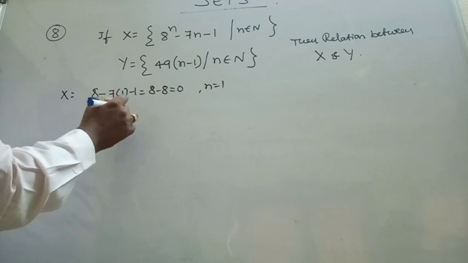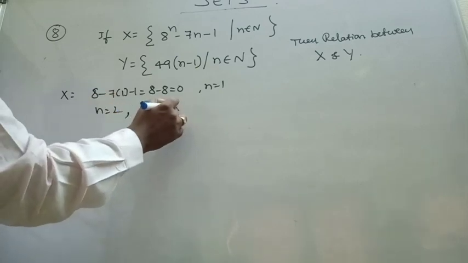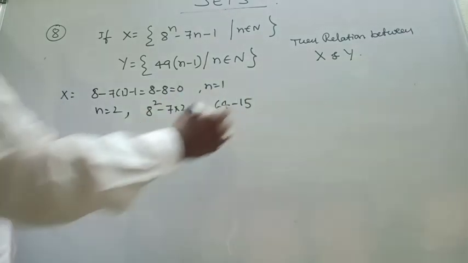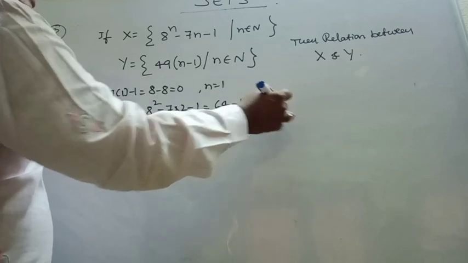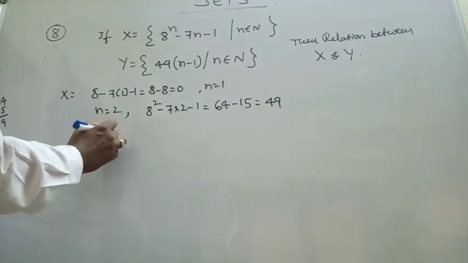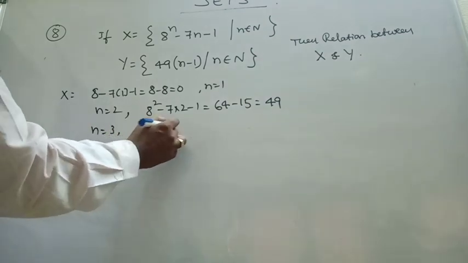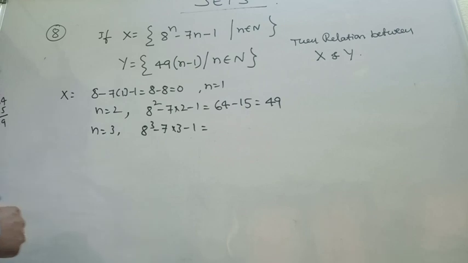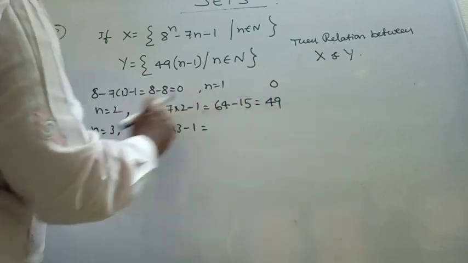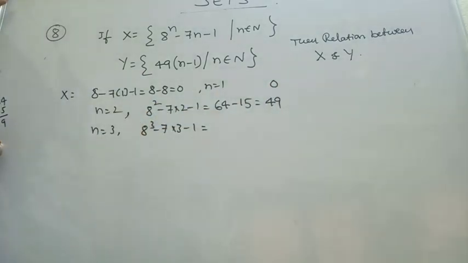When n is equal to 2, we take 8 square minus 7 into 2 minus 1, that is 64 minus 15, which is 49. Now we take n equal to 3: 8 cube minus 7 into 3 minus 1. For n equal to 1 we have 0, n equal to 2 gives 49, and n equal to 3 involves 8 cube, which is 512.